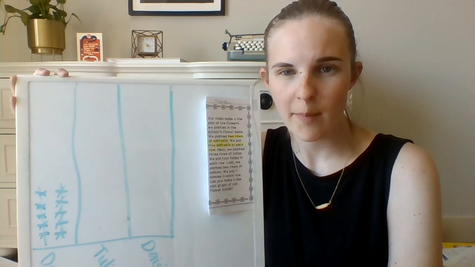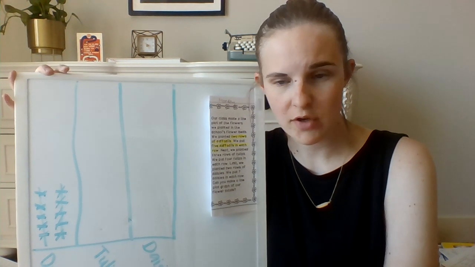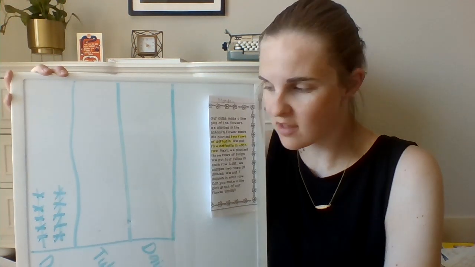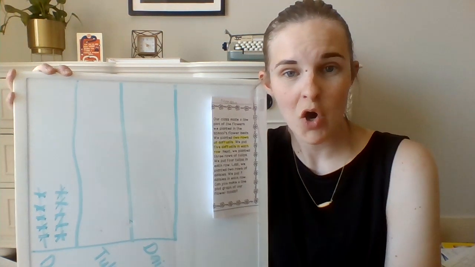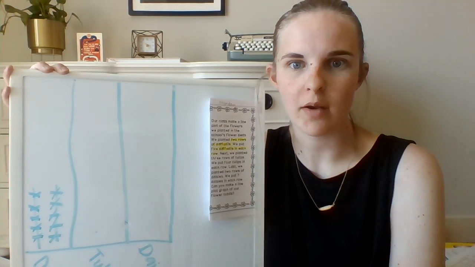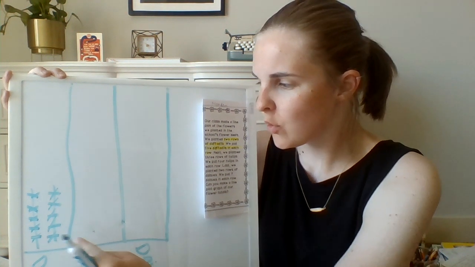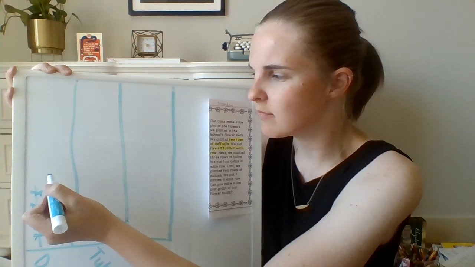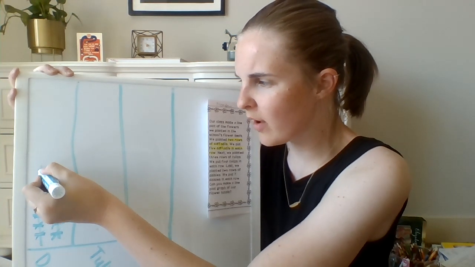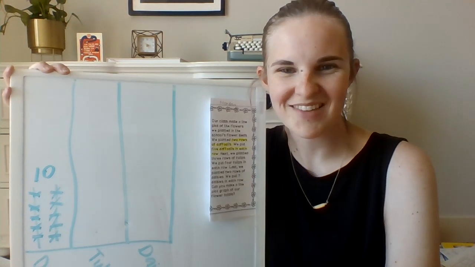Let's find out how many there are altogether. There's a couple ways you can do that. You can count all of your X's, 1, 2, 3, 4, 5, 6, 7, 8, 9, 10, or if you would like to see if you can stretch your brain a little bit, you could say, well, there's 5 here and 5 here. What's 5 plus 5? 10. So both ways get you 10. All right, nice job, guys.